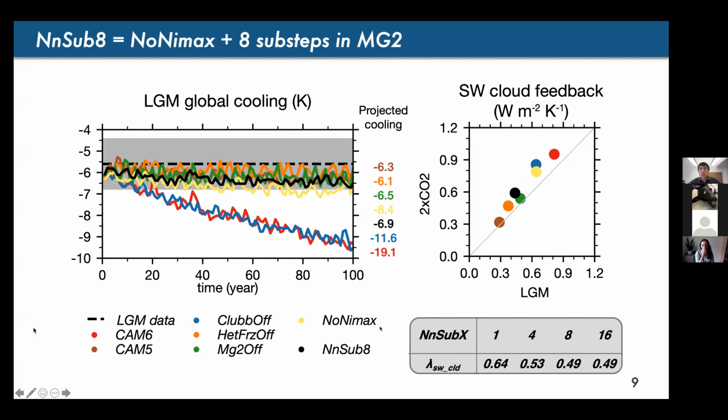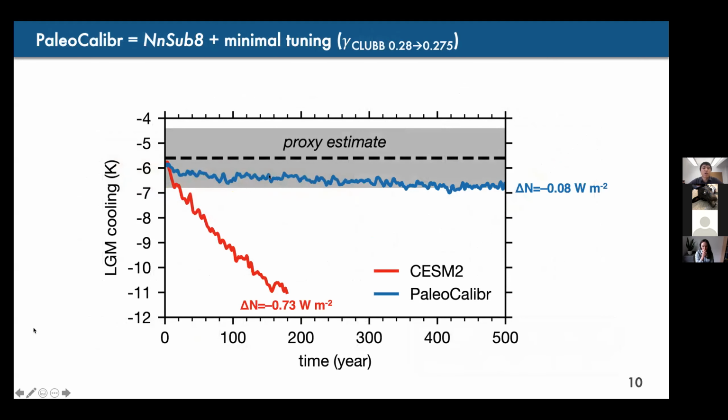And to make sure that 8 substeps is sufficient, I also have other simulations with different substep numbers, for example, 4 and 16 here. And you see that as the substep number increases, we see this decrease in the global mean shortwave cloud feedback, and a converging solution is reached after 8 substeps. So that's basically our paleo-calibrated configuration: no-Nimax and 8 substeps in the microphysics.